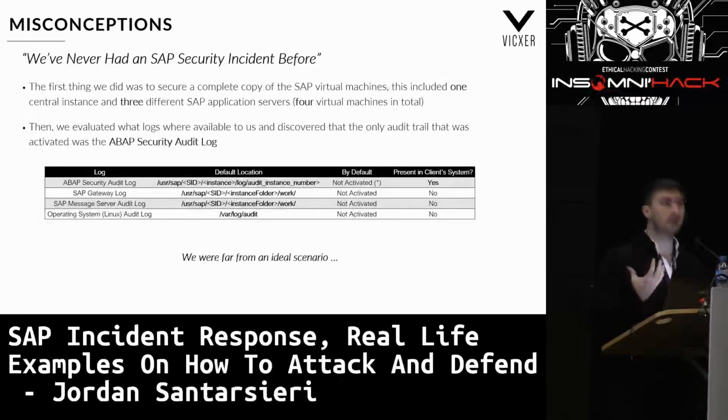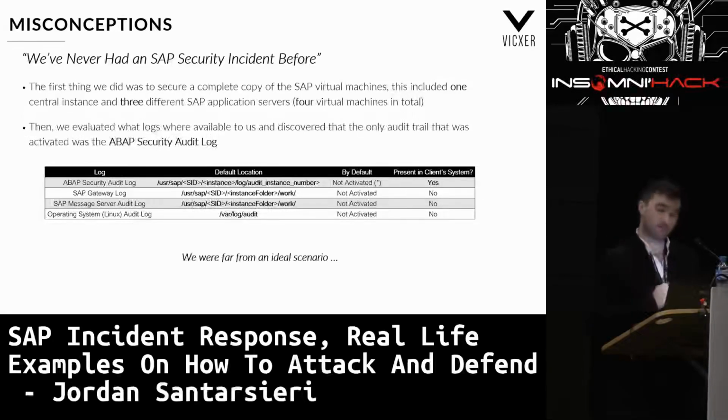They give us the entire virtual machines. It was a lot to process. We mount the disk, and the first thing that you do, you start seeing what logs are actually available. And by the way, I have put it there on the table for you, so you can see the default location of the logs. We started with the ABAP security audit log. It was not fully configured, but it was partially configured, so enough for us to start working with.